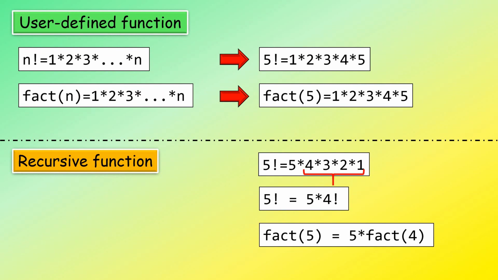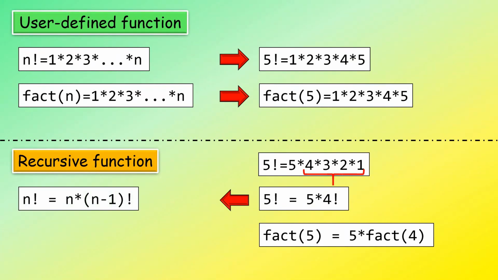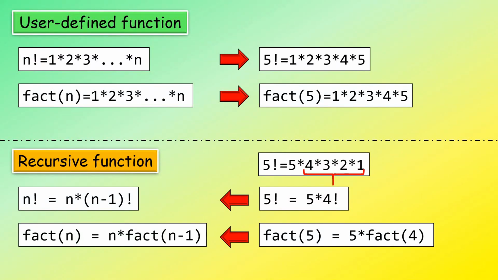So if I apply this for a number n, n factorial is equal to n into n minus 1 factorial. That is, if you want to find the factorial of a number n, then you should find the product of n and the factorial of 1 less than n. So fact of n will be n into fact of n minus 1.